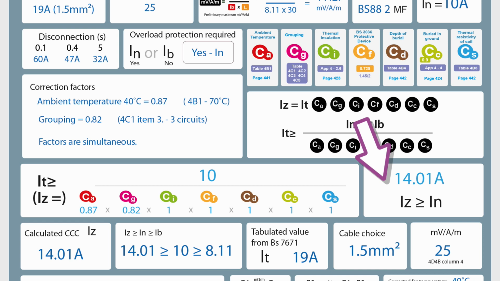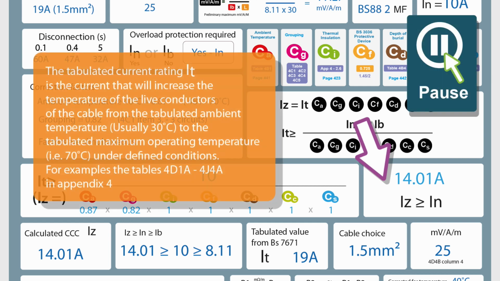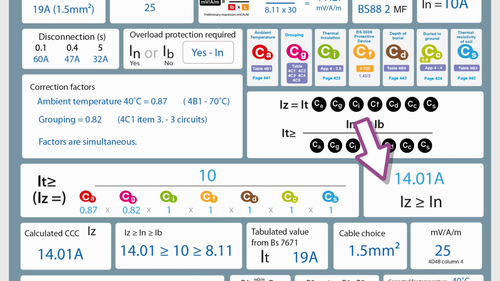Now this cable isn't carrying more current. We've got our design current, that doesn't change. But the cable has to be rated as if it was carrying 14.01 amps. So this 14.01, our calculated IZ, has to be greater or equal to IN. And our IN was 10 amps, so IZ is greater. And our IT has to be greater or equal to this value. We now need to look at the tables in BS7671 and find a cable that can carry 14.01 amps for this particular set of circumstances.